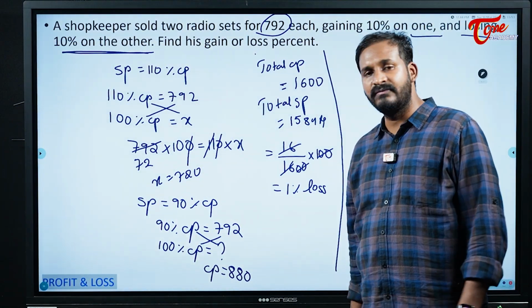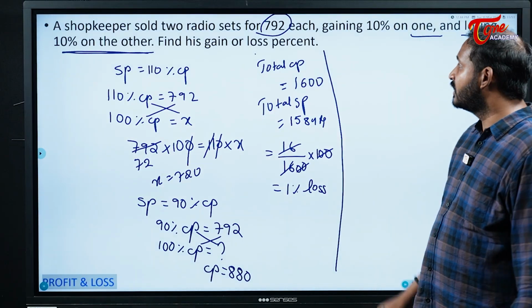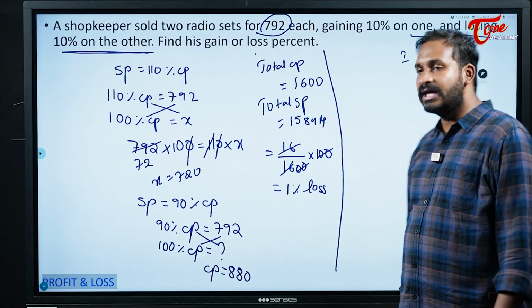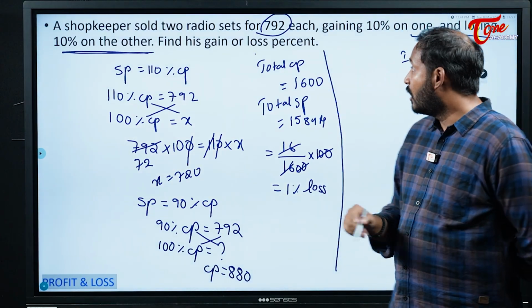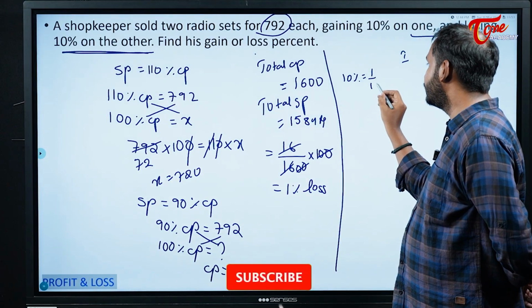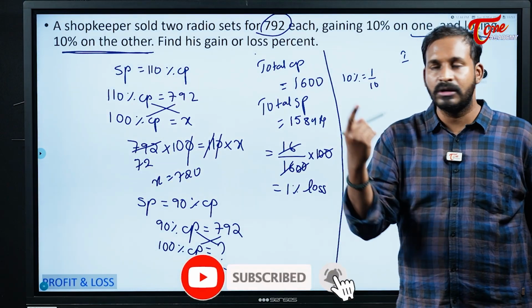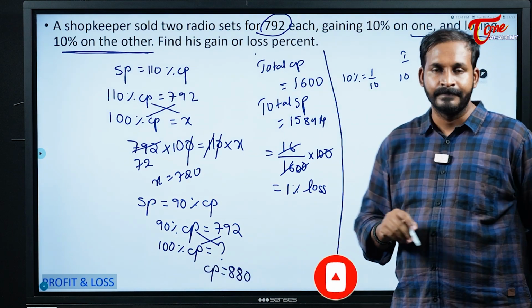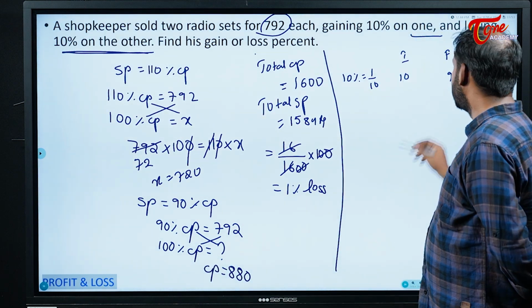But we have a shortcut method. What is that shortcut method? Please see here, initial and final. We will take the help of our percentage concept. On one he is gaining 10%, right? 10% means 1 by 10. Gaining means more, so the initial value becomes 10 and the final value becomes 11.